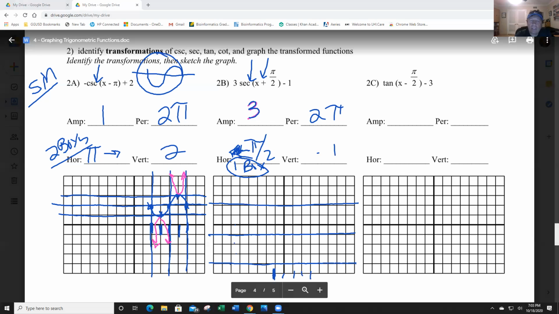And this is the inverse of cosine. Cosine starts at its high point, goes to the midpoint, down to the minimum, back to the midpoint, up to the high point. So here we go. Starting at the high point, down to the midline, down to the minimum, up to the midline, up to the maximum. All right, there we go.